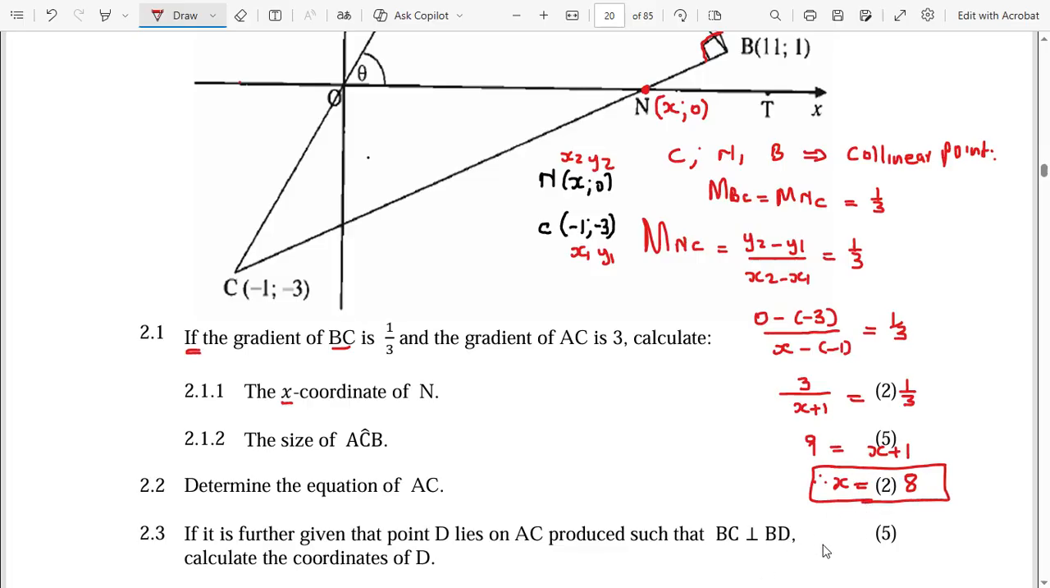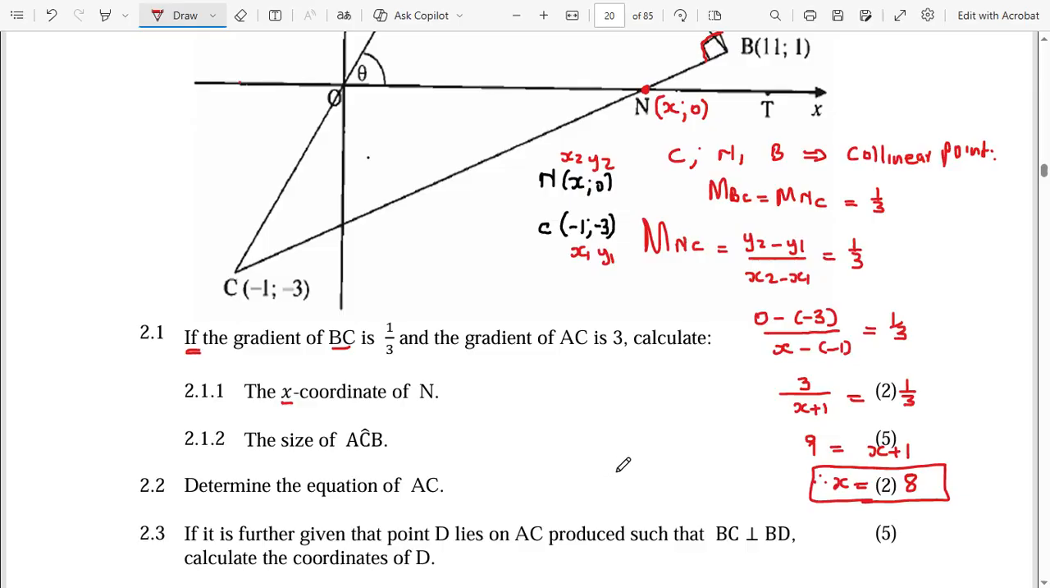Guys, the reason I'm doing the long method is for me to make sure that you understand everything. But in an exam, you don't have much space to write all these steps. Okay, so right. So now this is how you answer that 2 marks. And then the next question, they say that for 5 marks, they want you to find the coordinates of the size of ACB.